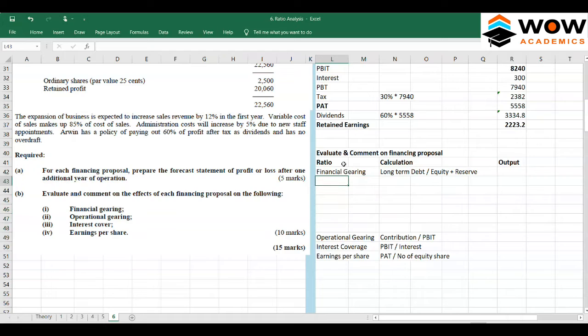So first we'll start from financial gearing. See, financial gearing, we have like two ratios here. One is for current we have to do. Then we have to do for the debt proposal. And then we have to put it for the equity proposal. Okay. For two things we have to find out. The same concept or the same idea has to work again.